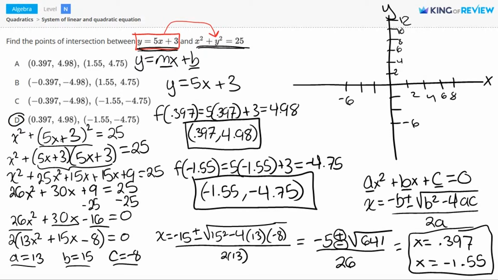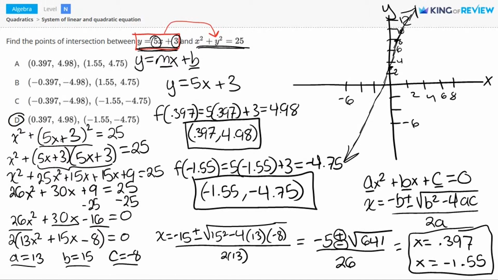Our y-intercept, which is the b value, is 3. So this is where the line will cross the y-axis. It's at 3, which is right here. And the slope of this line is 5, so this means up 5 over 1. So that's right about here. Now we can use these two points to plot our line. So here's our line.